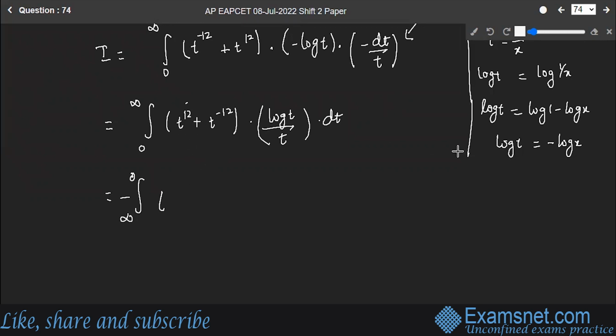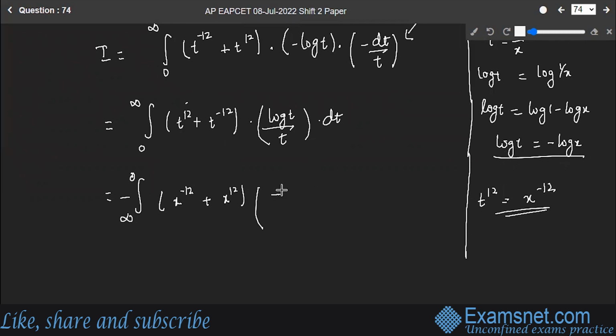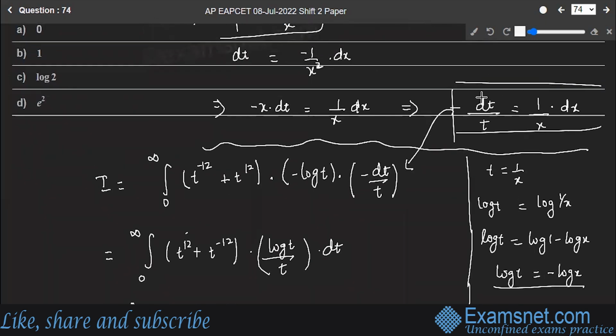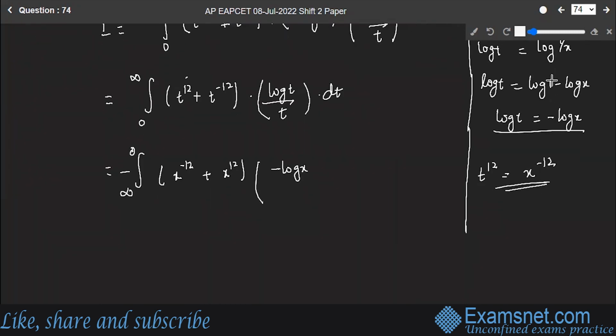Okay. So now t raised to power 12, you know one thing, this is actually equal to x raised to power minus 12, right? So I'm going to write down the same thing. x raised to power minus 12. Similarly, t raised to power minus 12 can be written as x raised to power 12. Now log t can be written as minus log x and dt upon t. Look over here, dt upon t. This was a minus sign. dt upon t is equal to minus 1 by x into dx.